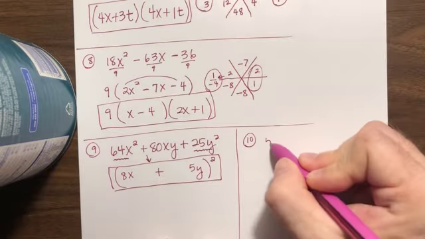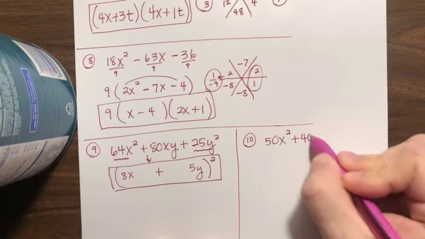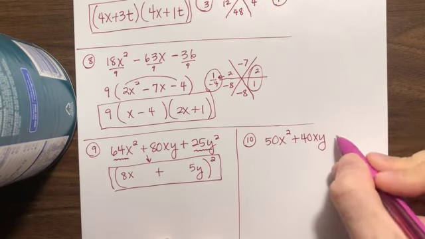We have number 10, 50x squared plus 40xy plus 8y squared.